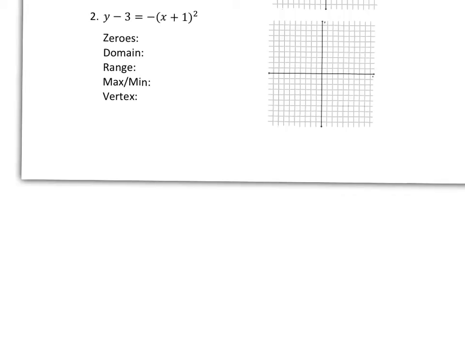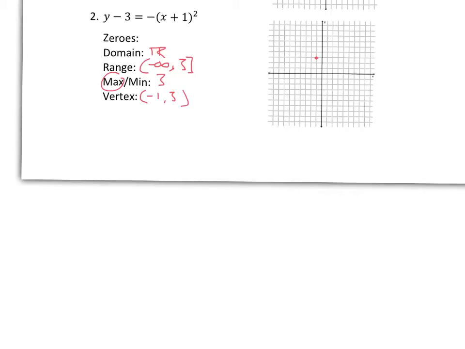Alright, next problem. We're going to graph this one. Find the vertex right away. It's -1, 3. Right, -1 up 3. This one's going to open down, so it's a maximum. The maximum, remember, is the y value of that, so it's 3. The range is going to be from -infinity, because it's opening down, up to 3 with our bracket, because it's inclusive. Domain is all reals.